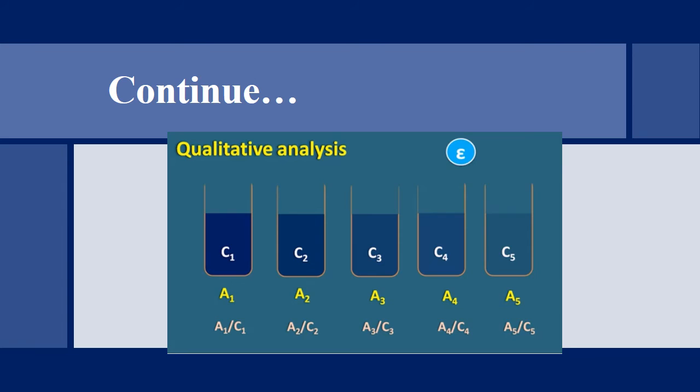This ratio basically shows the epsilon, or the actual capacity, or the ratio between the absorbance and the concentration. It will be denoted by epsilon, and this epsilon is normally affected by the wavelength and temperature factors, and we will consider the temperature and wavelength as constant for appropriate results. And we will compare the epsilon naught, or the ratio of A1 by C1, A2 by C2.